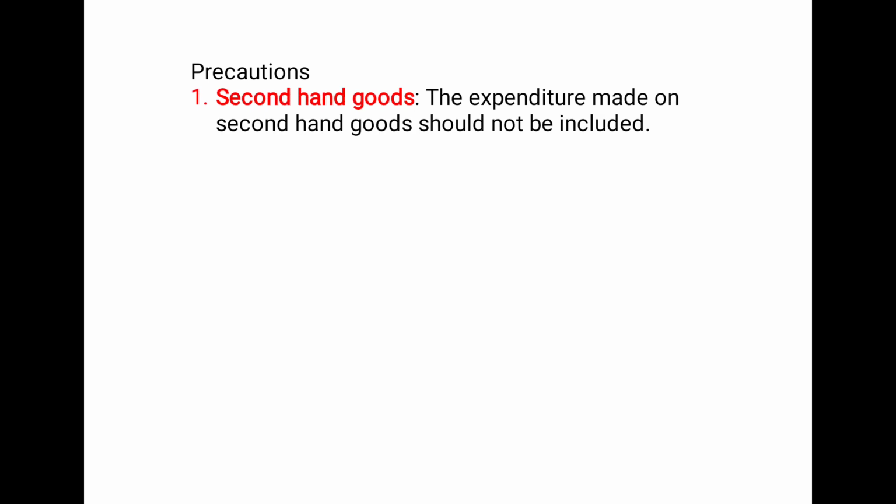Now, when we are calculating expenditure method, there are some precautions that have to be taken. What are the precautions that we are supposed to take? Second-hand goods. The expenditure made to buy second-hand goods should not be included in the expenditure method. For example, you are going to buy a two-wheeler which has been sold by another person. You are going to buy it second-hand. The second-hand goods expenditure should not be included in the expenditure method.